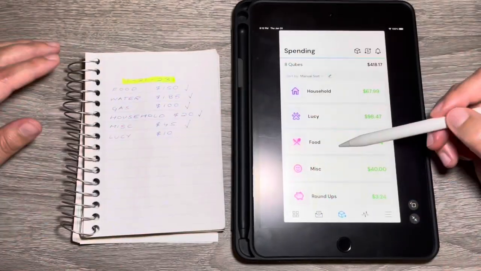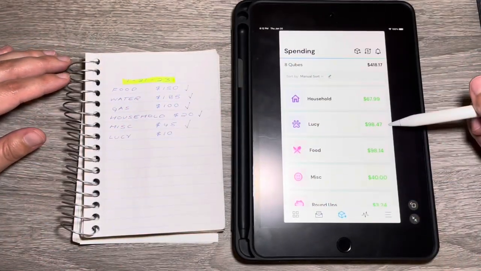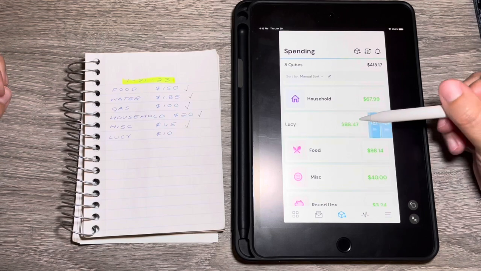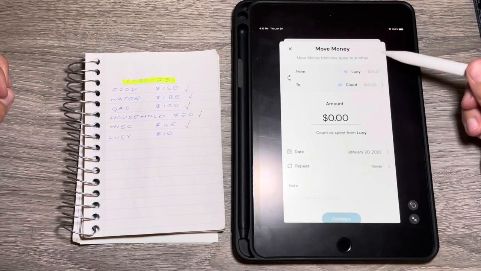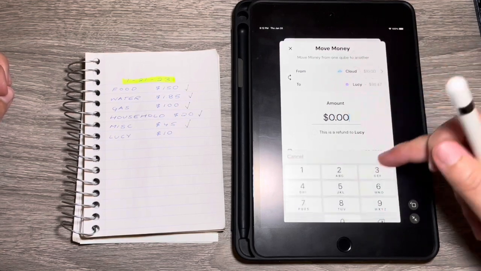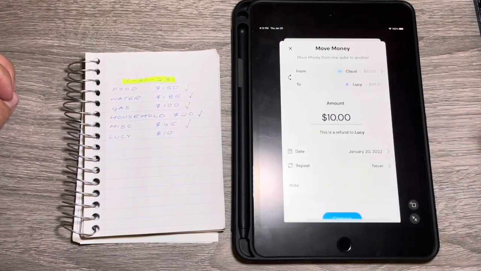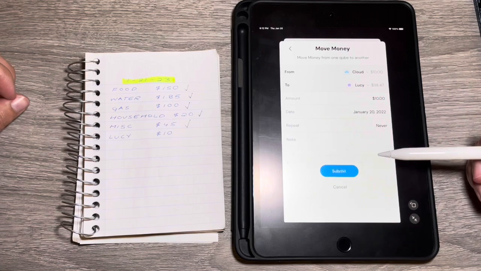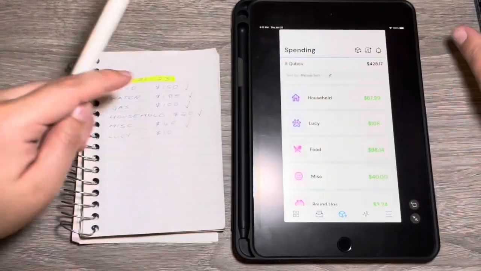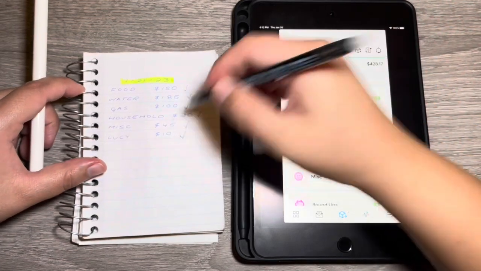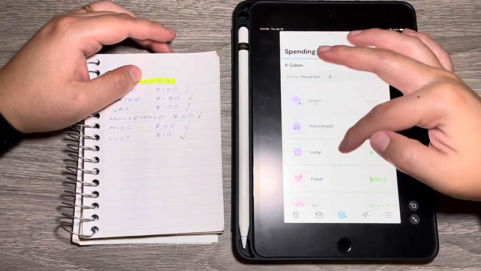And then lastly is our dog Lucy. She still has $98.47. And we'll be putting just $10 this week. So now Lucy has $108, and that is stuffed. So yeah, that's how Qube works.